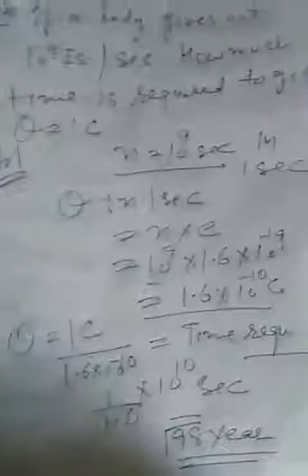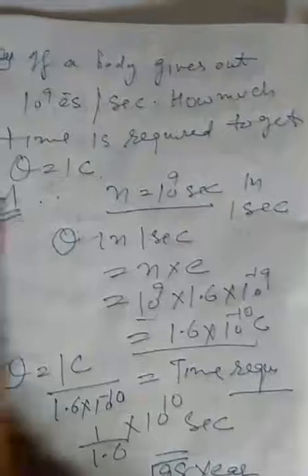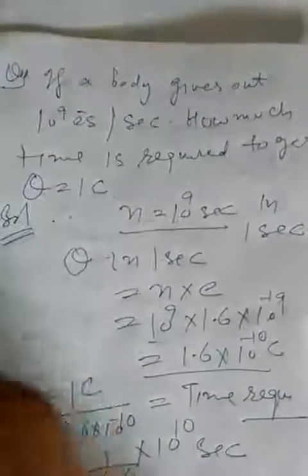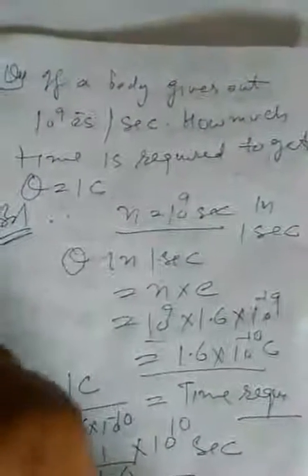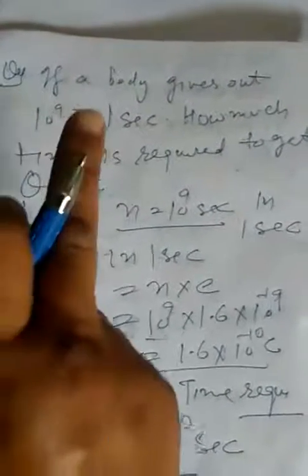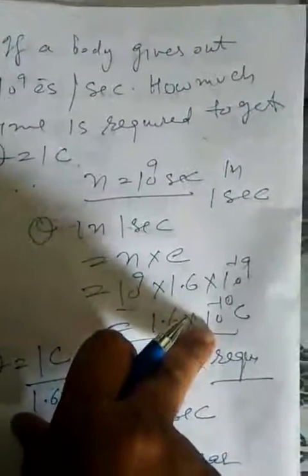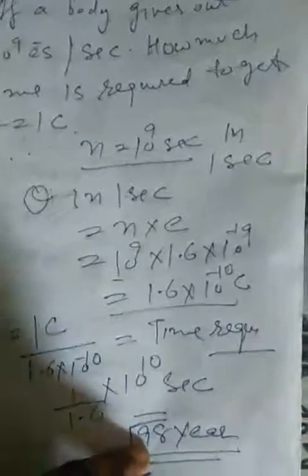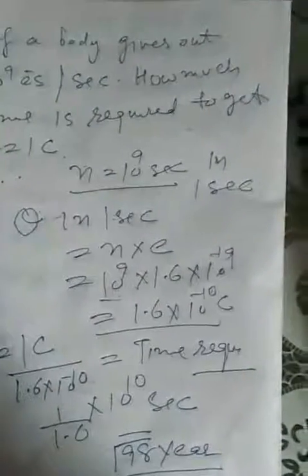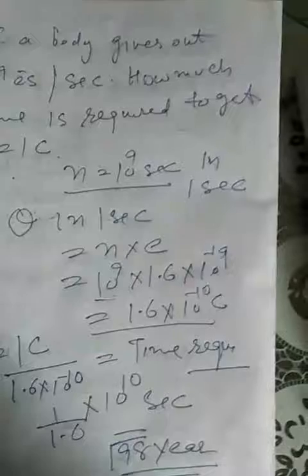It comes out to be approximately 198 years. That means this much time is required to get a charge of 1 coulomb. Although our body was giving out 10^9 electrons per second, after 198 years 1 coulomb of charge will be emitted. That is how the problem can be understood.